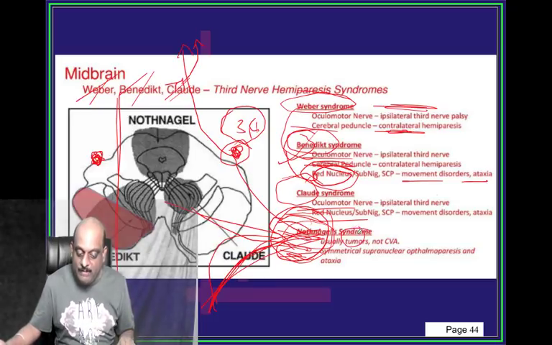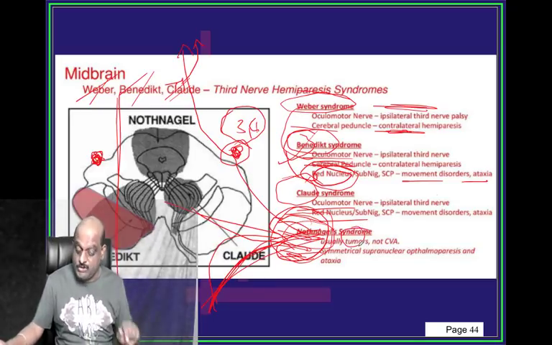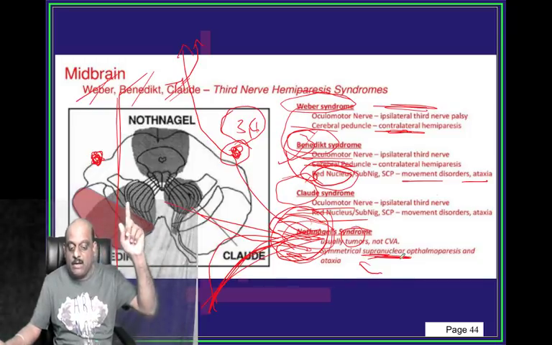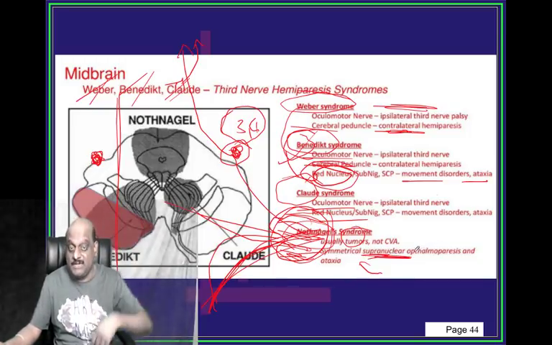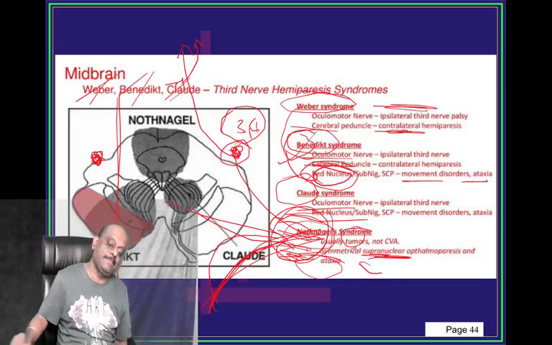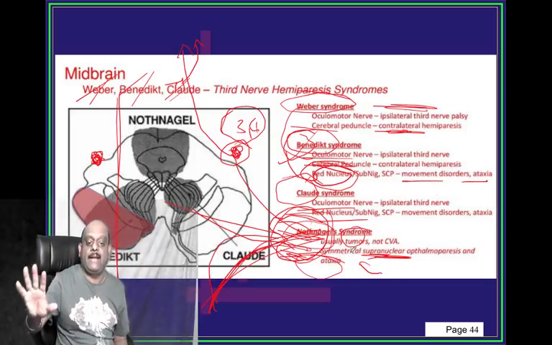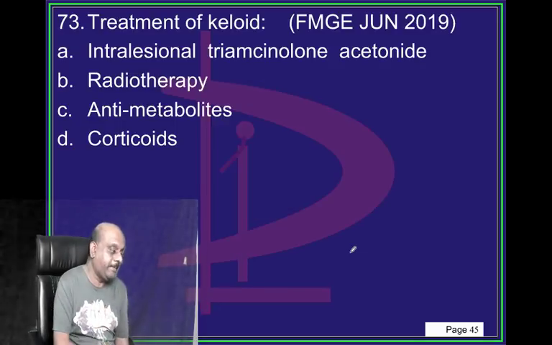Nothnagel, usually because of a tumor, not due to a stroke, there will be symmetrical supranuclear ophthalmoparesis along with ataxia, that is Nothnagel. All the four are there in the midbrain level, is what you need to remember.